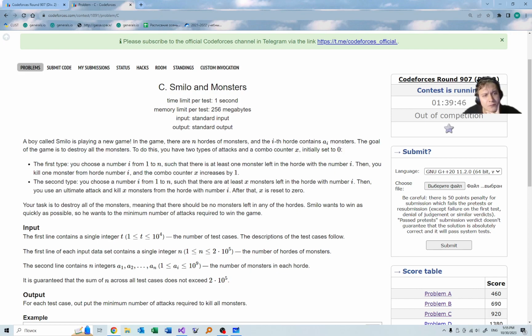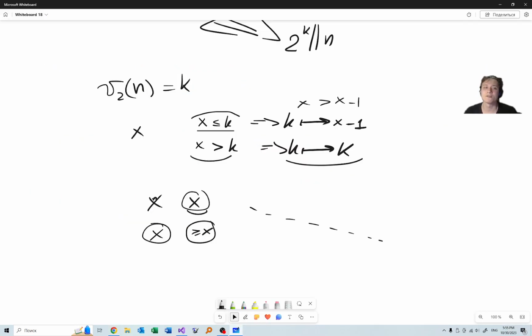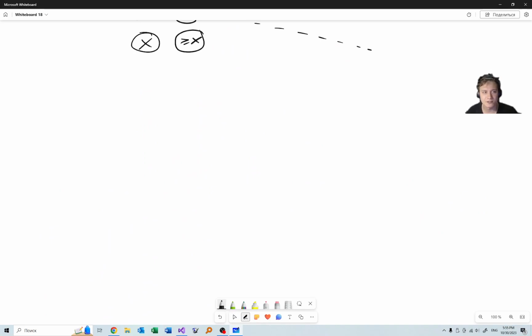We choose a number from 1 to n with at least one monster in the horde I. We kill one monster there and the combo counter increases by 1. The second time we choose a number I from 1 to n. Oh, this is an interesting problem. Yeah, so we have two types of attacks. We have some numbers.